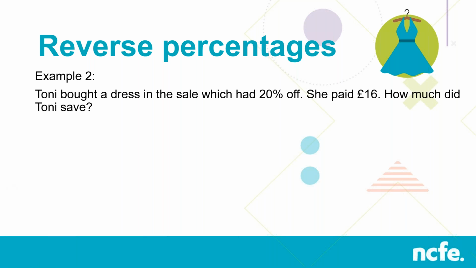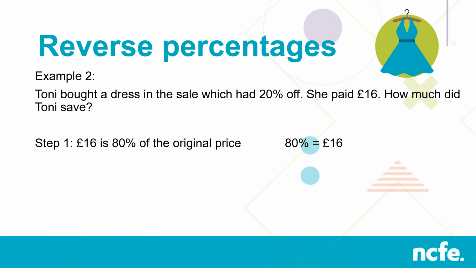In this next example, we're going to look at finding a reverse percentage where the number that we're given is actually less than the original. So Tony bought a dress in the sale which had 20% off. She paid £16. How much did Tony save? So step one, £16 is 80% of the original price.